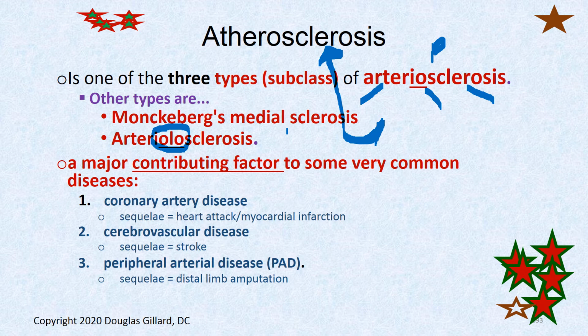But you probably remember that from histology. I won't go into the histology, the onion skin appearance. I won't get into all that, but hopefully they've gone into that. It is a big problem, though. It's a major contributor to some really common diseases. Coronary artery disease.